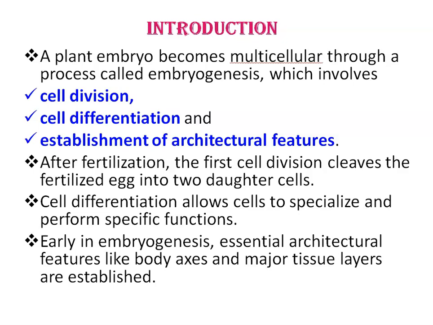After fertilization, the first cell division cleaves the fertilized egg into two daughter cells, and this is followed by a series of mitotic divisions. Cell differentiation allows cells to specialize and perform specific functions. Early in embryogenesis, essential architectural features like body axis and major tissue layers are established.